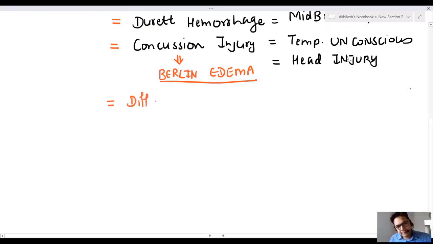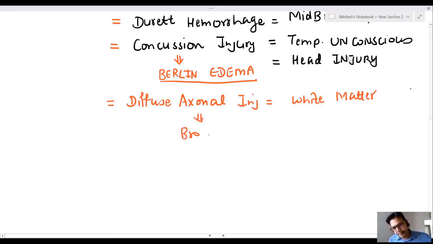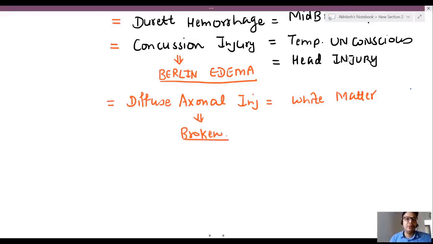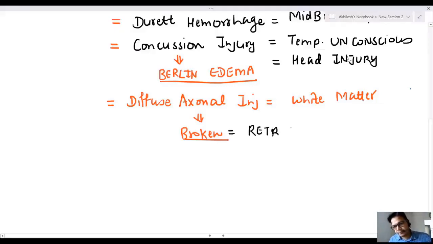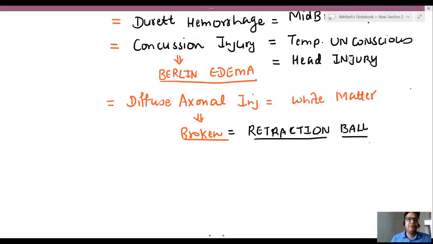Diffuse axonal injury. This is an injury of the white matter of the brain. And sir, here axons are broken, and it forms a ball which is known as retraction ball. This injury is diffuse axonal injury, where axons are broken.